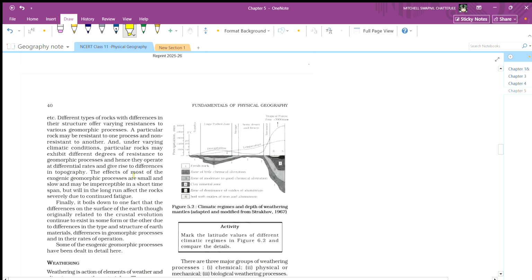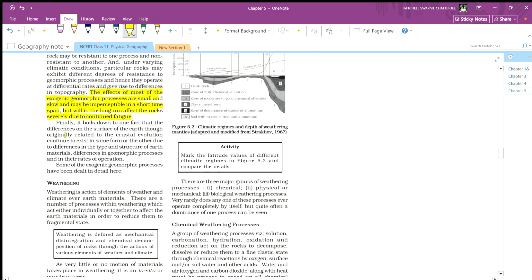The effects of most of the exogenic processes are small and slow and may be imperceptible in a short time span, but in the long term they will affect the rock severely due to continuous fatigue. So the effect of exogenic forces is small and slow, imperceptible in a short span, but in the long run it will affect the rock severely due to continuous fatigue.